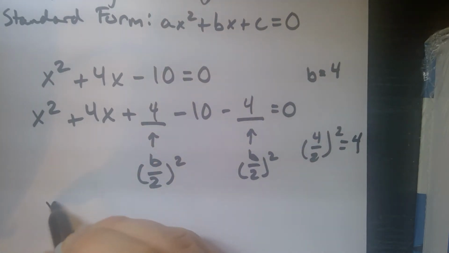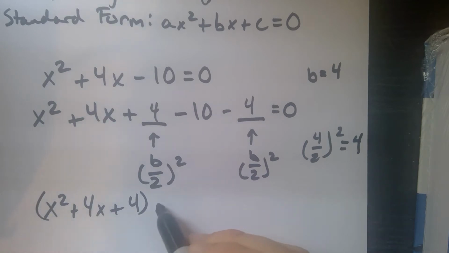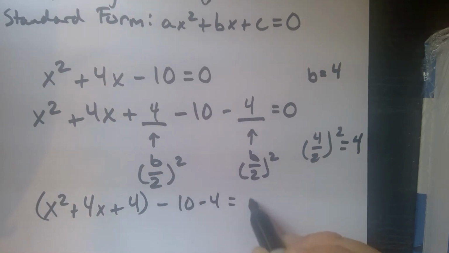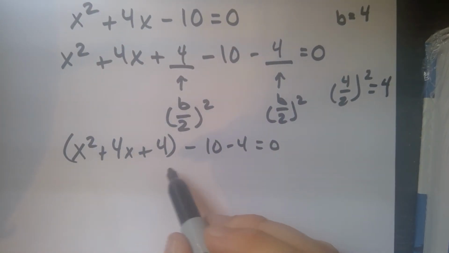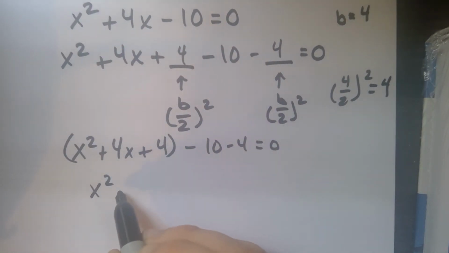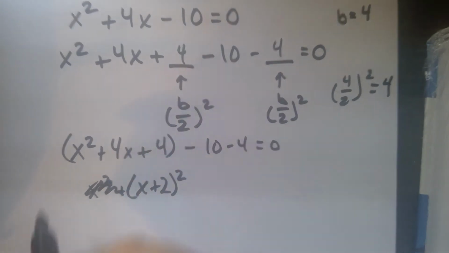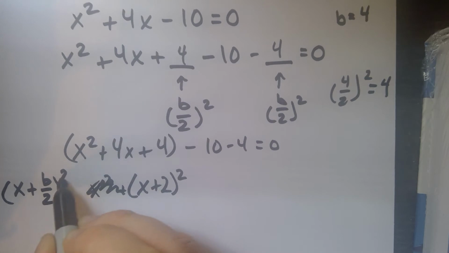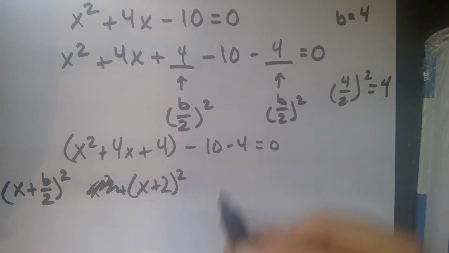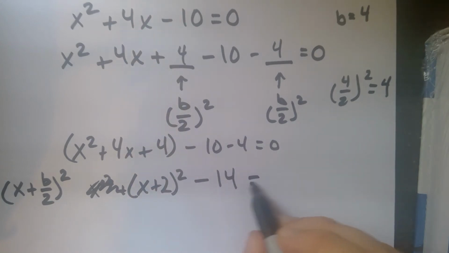And let's go ahead here. x squared plus 4x plus 4 minus 10 minus 4 equals 0. Now we're going to rewrite this group right here as x plus 2 squared. Just as a note, that's x plus b over 2 squared. Minus 14, we combined these two, equals 0.